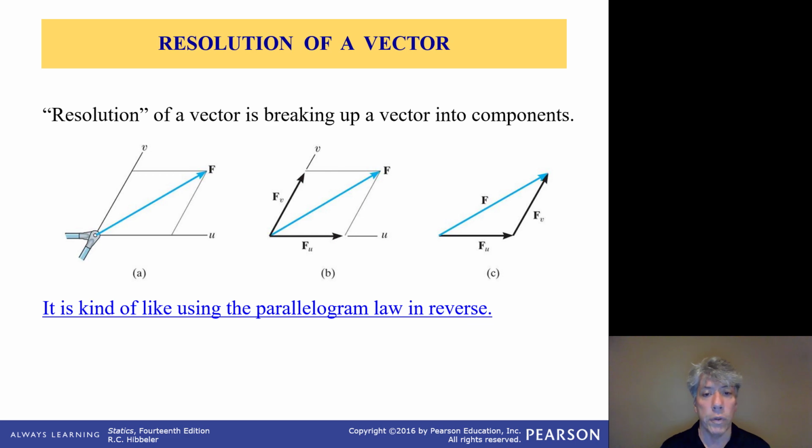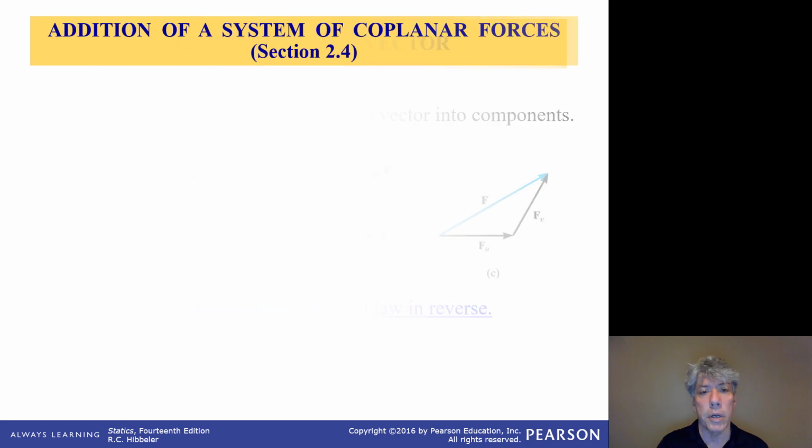And you can prove that F sub V and F sub U add to the original vector F by simply putting them tip to tail, as in diagram C. And you see that you have successfully resolved the vector into components along two arbitrary axes.